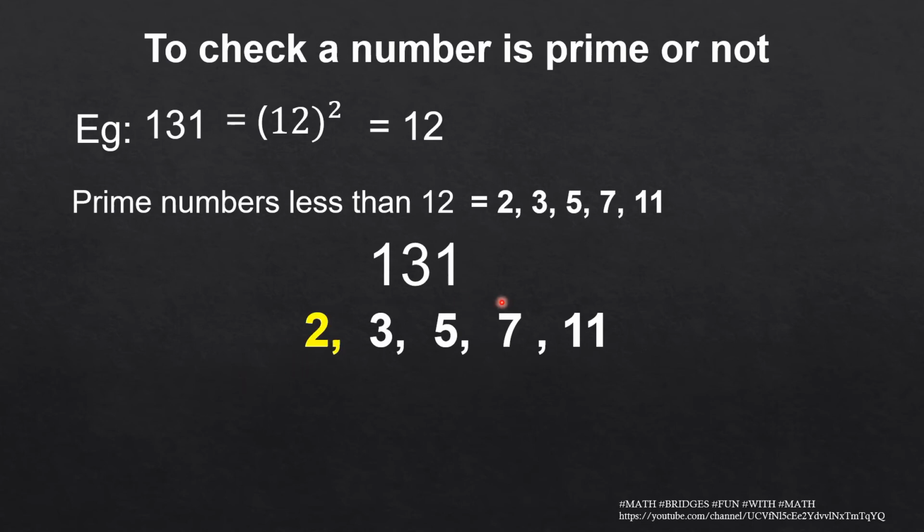Starting with 2. The ones place is not an even number. It should be 0, 2, 4, 6 or 8, and it's not there. So it's not divisible. 3. Sum of these numbers: 1 plus 3 is 4, 4 plus 1 is 5. 5 is not divisible by 3. So it's ruled out. 131 is not divisible by 3. Now 5. The ones place should be either 0 or 5. Not there. So it's not divisible by 5 also.